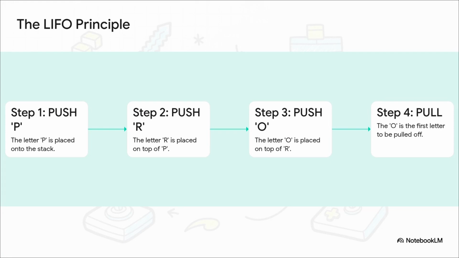Imagine we want to store the letters P, R, and O. First, we use a push command to put P on the stack. Then we push R right on top of it. Then we push O on top of that. Now, when we want them back, we use a pull command. So which letter do you think comes off first? Yep, the O, because it was the last one in.